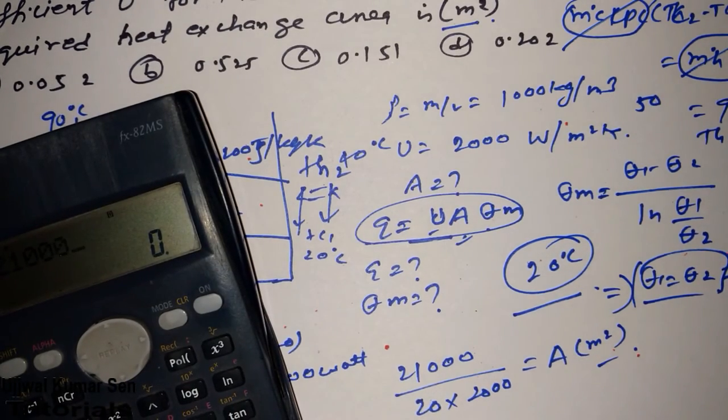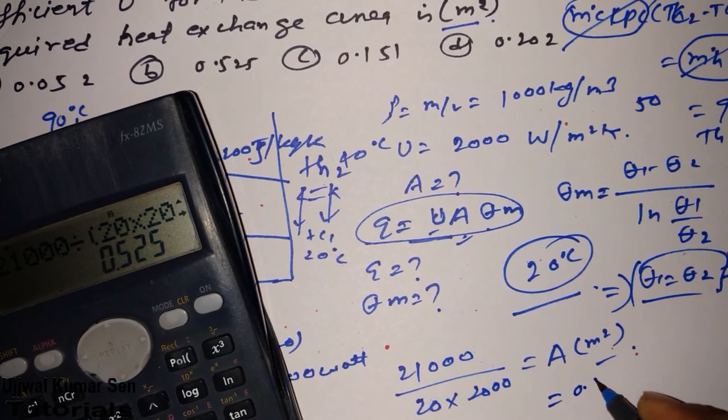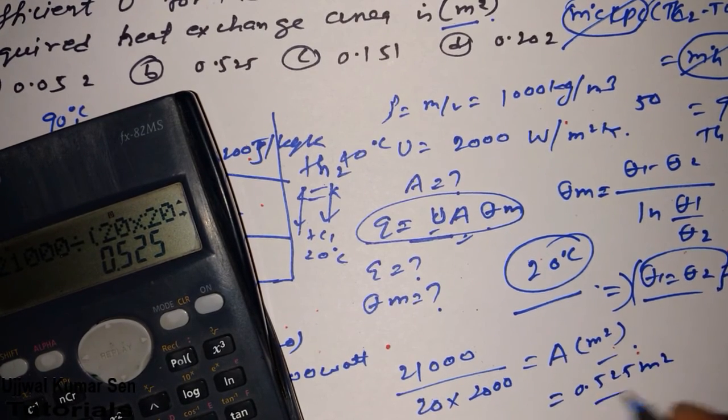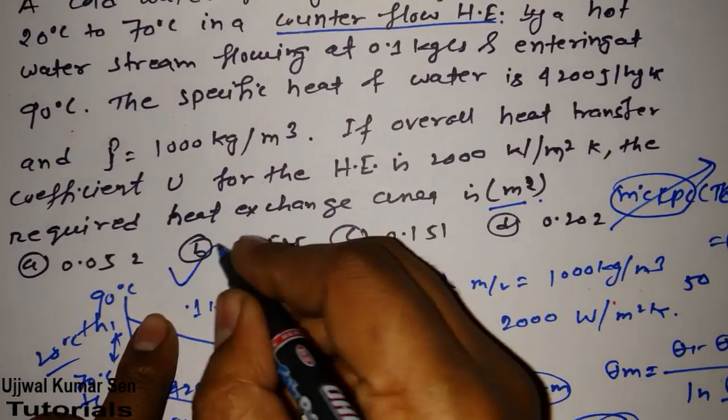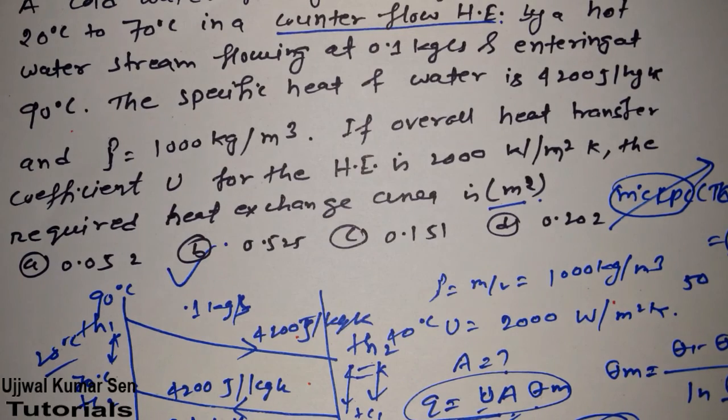So what is the answer to this? 21,000 divided by 20 into 2000 is equal to how much? 0.525 meter square. So let me see the options. Yeah, here is the option. So the right answer for this question is 0.525.